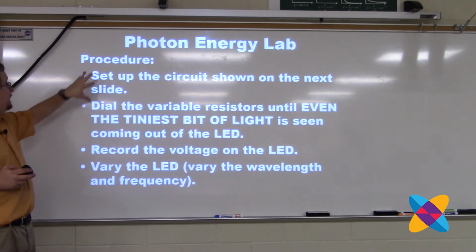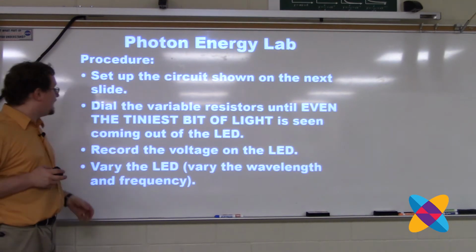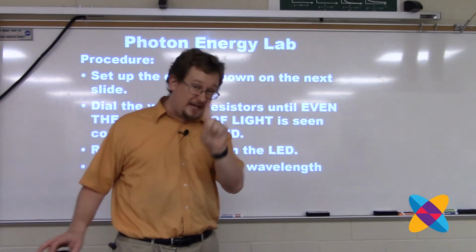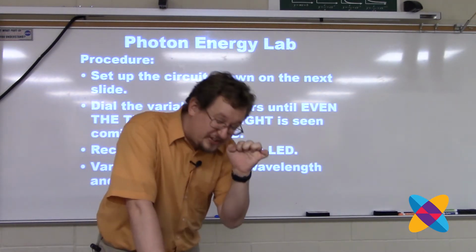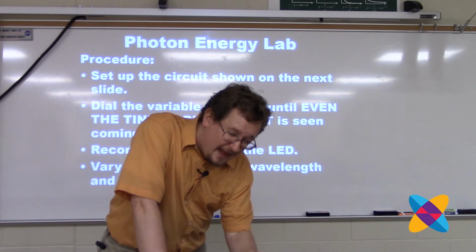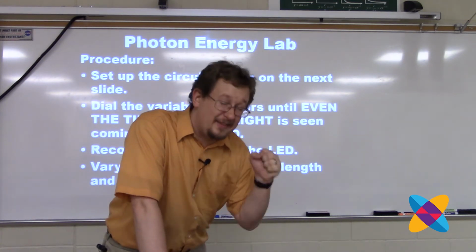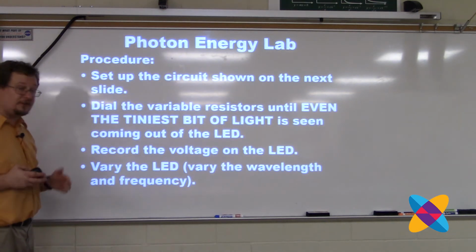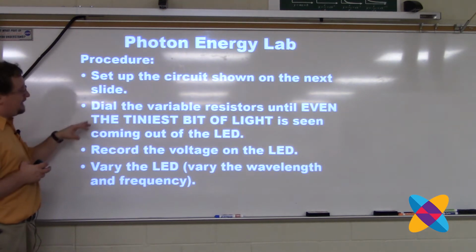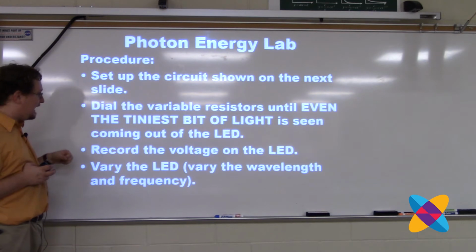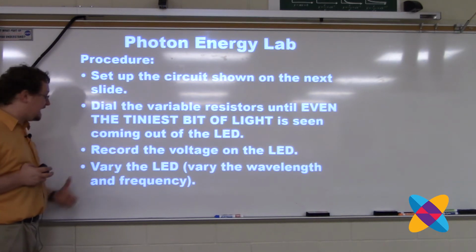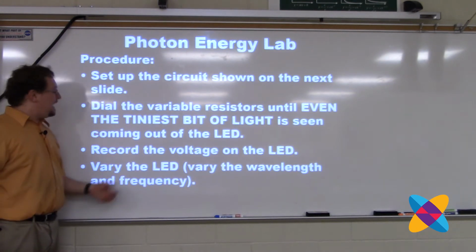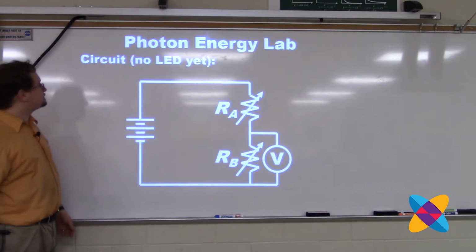Okay, you're going to set up a circuit. I'm going to show it to you on your next slide, and you're going to dial the variable resistors until a special point when the tiniest amount of light you can see is coming out of the LED. So you may have to do this lab in the dark or something. When they see even the tiniest bit of light out of the LED, then stop and take data. Use the voltmeter to get the voltage on the LED, and then change the LED colors.